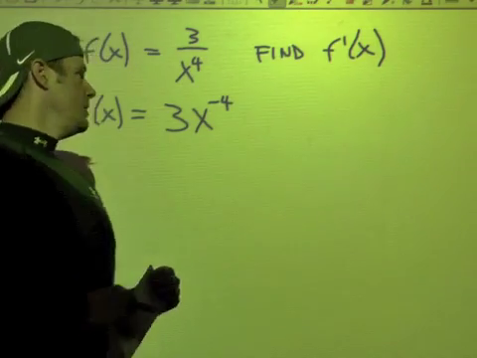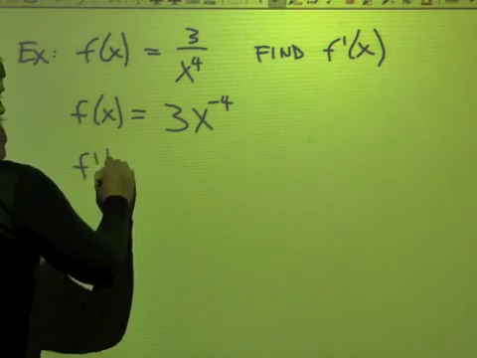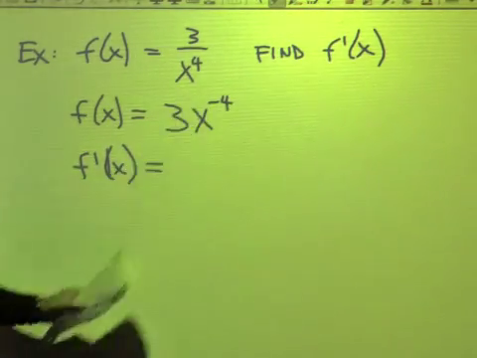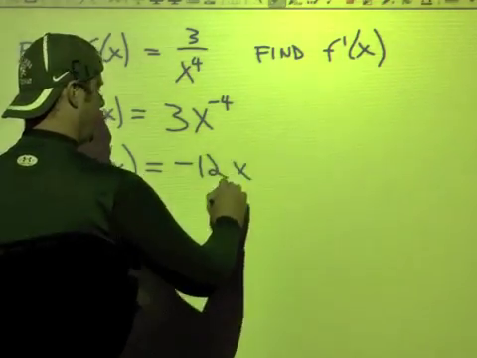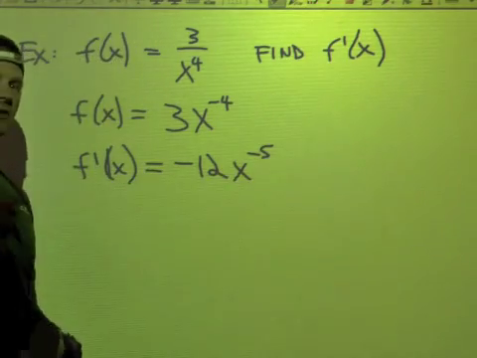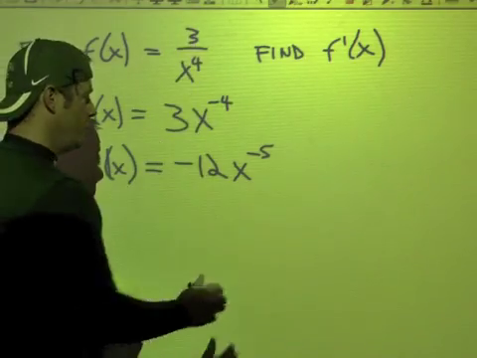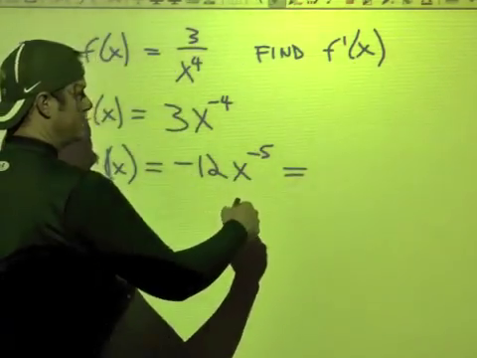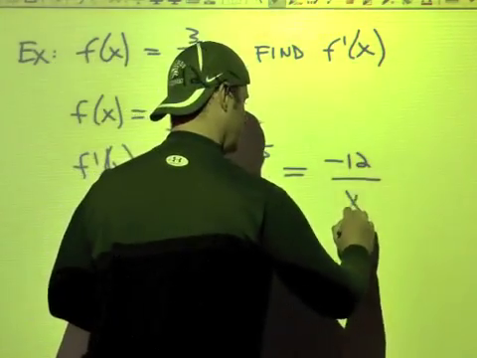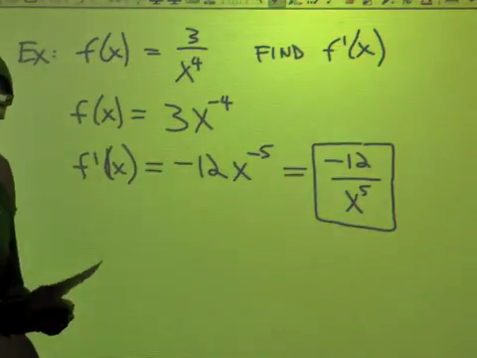Okay? So once you write it as a power function, now the derivative is easy. You just use the power rule. So the derivative, negative 4 times 3, negative 12 times x, lower the power by 1, so negative 5. And usually you want to write your answer back in the same form as you're given the problem. So I would change this back to fraction form. So I put negative 12 over x to the 5th. And that would be your derivative function.